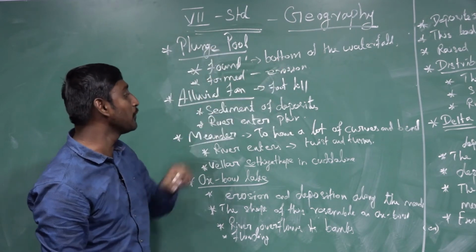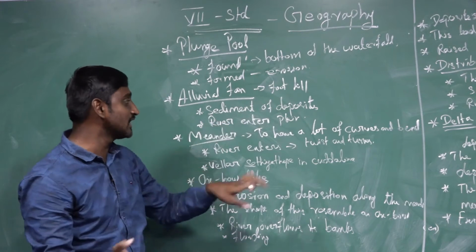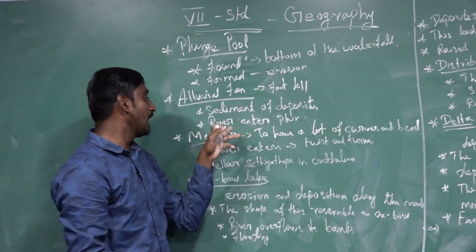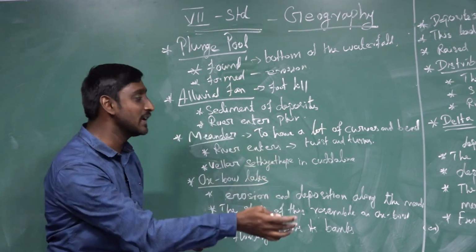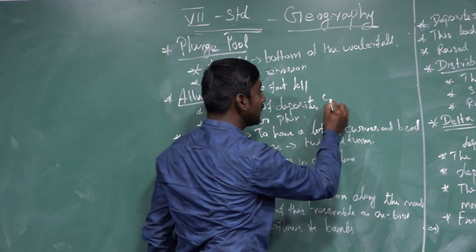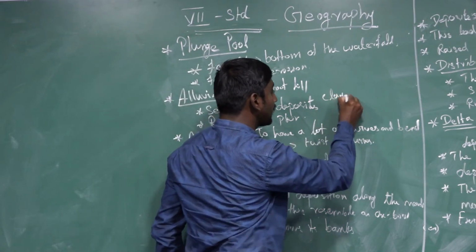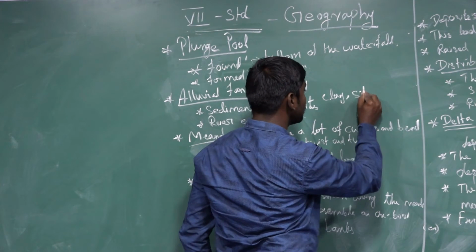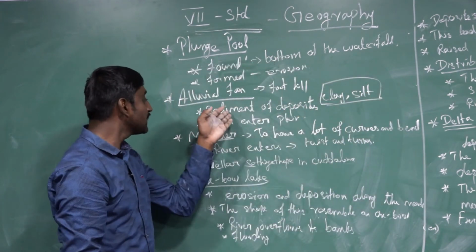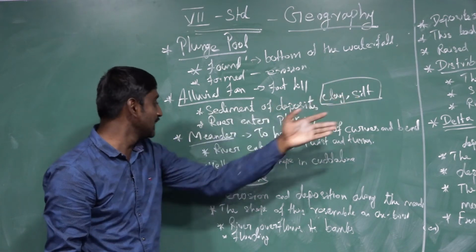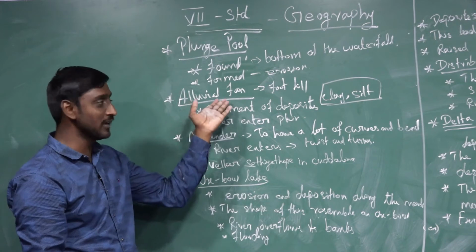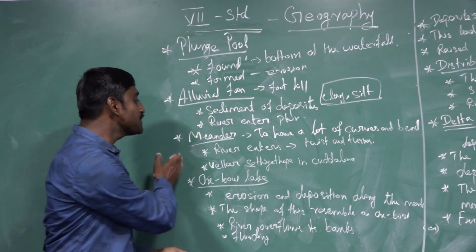And next, alluvial fans. Alluvial fans are at the foothills, formed by the deposit of sediment. When the river enters the plains, the sediment deposits, meaning clay and silt. That is the meaning of an alluvial fan.